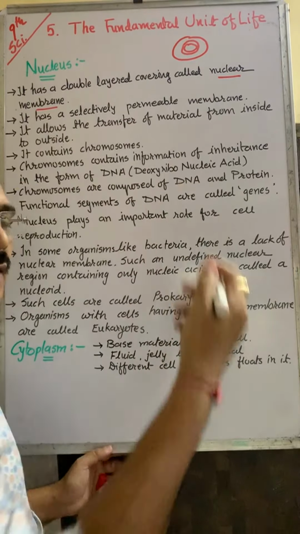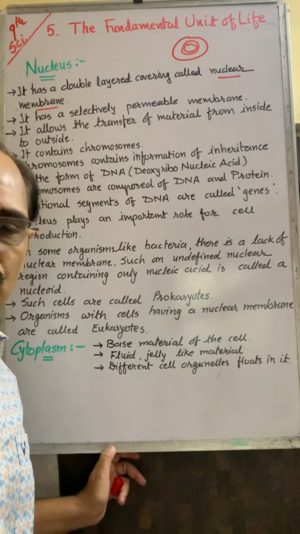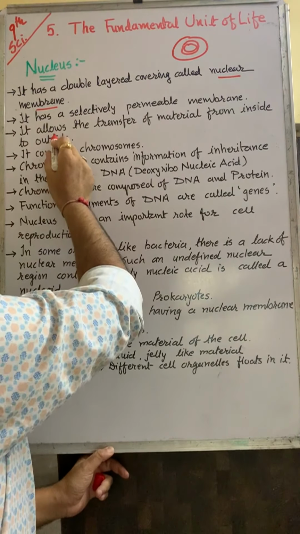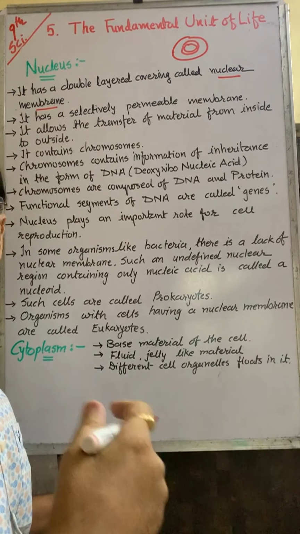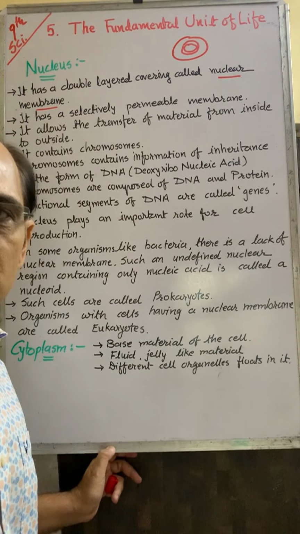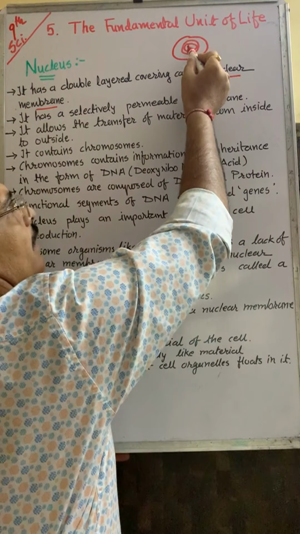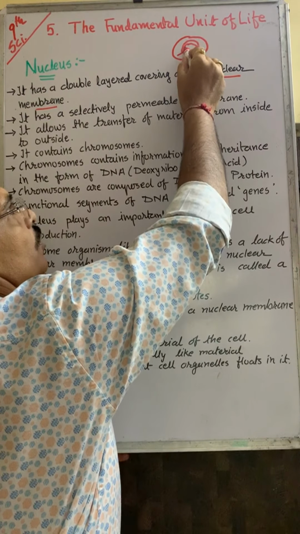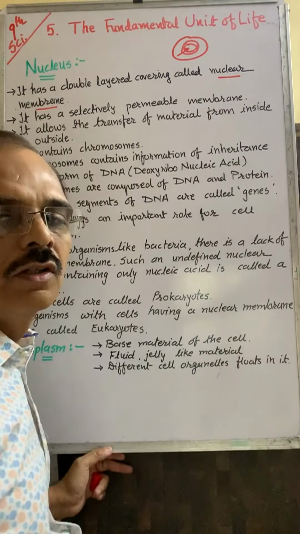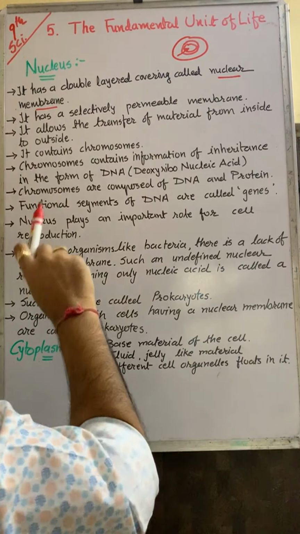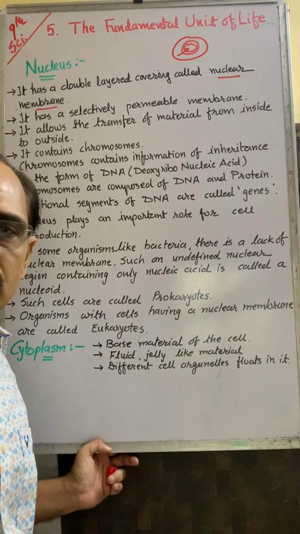It is also a selectively permeable membrane, so it allows the transfer of material from inside to outside, outside to inside. Here inside and outside means from cell to nucleus, nucleus to cell only. Okay, it contains mainly chromosomes.